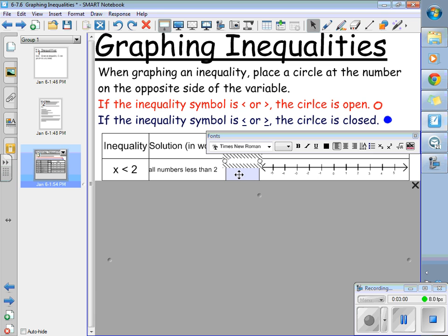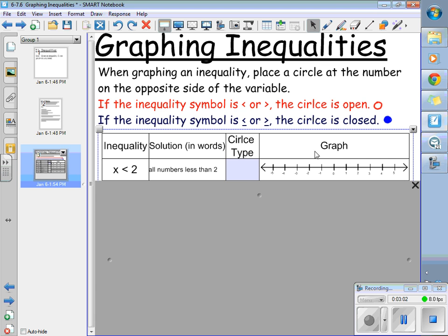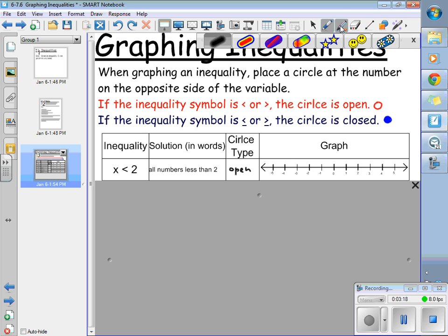Okay, it's not going to let me type. Never mind. Okay, I'll just pick up a pen. Sorry, bear with my writing. Open. Okay. So then, I'm going to change colors here. We'll go with, oh, wrong one. All right.